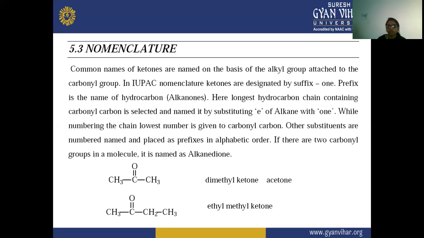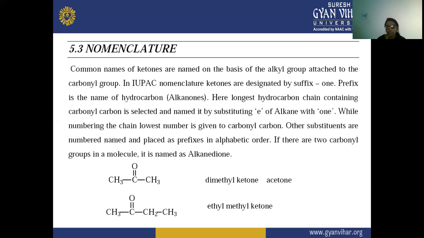Next is CH3COCH2CH3. This is ethyl methyl ketone, because on one side an ethyl group is attached, and on the second side a methyl group is attached. So ethyl methyl ketone means the ethyl is on one side and the methyl on the other, with the ketone between. So ketone should be used as the suffix in the name. This name is ethyl methyl ketone.